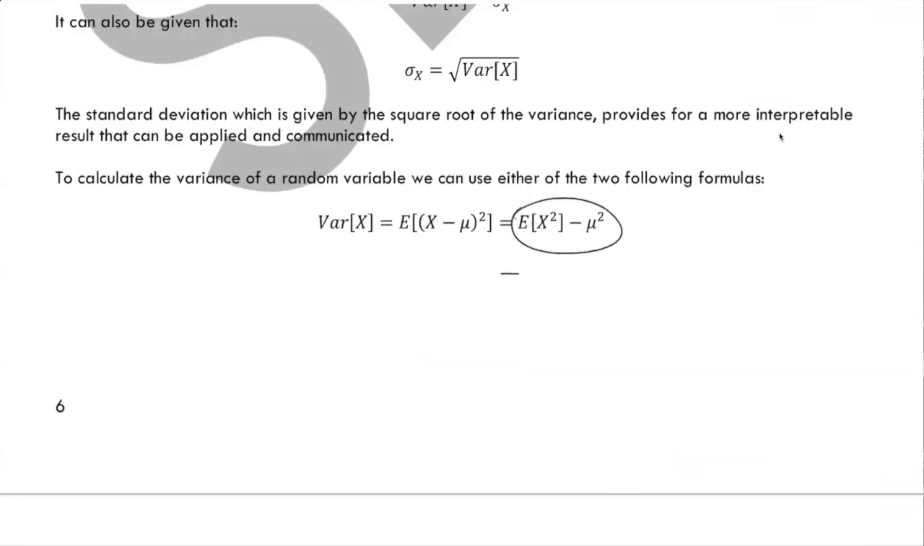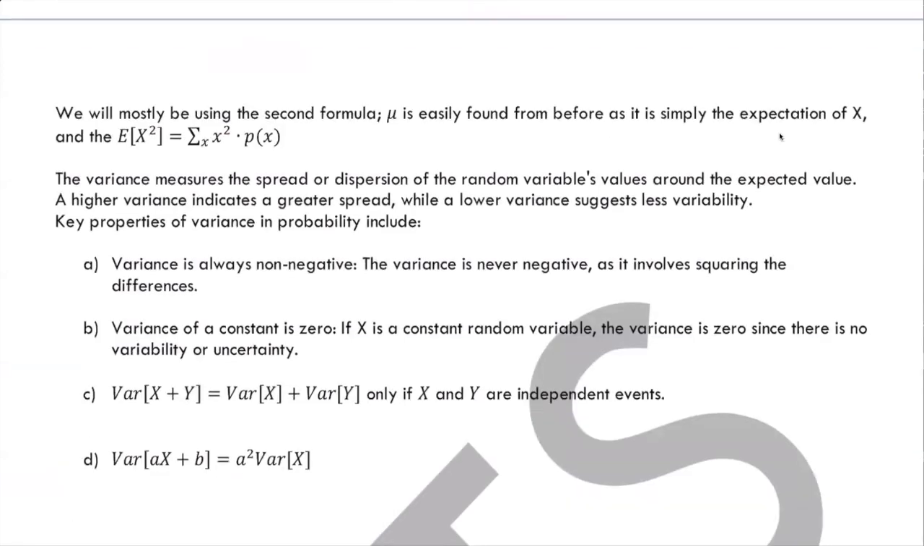Remember to find the expected value of x squared. It's sigma x squared times p of x. And mu is the mean, which we already know. It's sigma x times p of x. Fair enough? Those two properties for mu and for variance are true as well for continuous. Okay, so we're going to just follow that through.